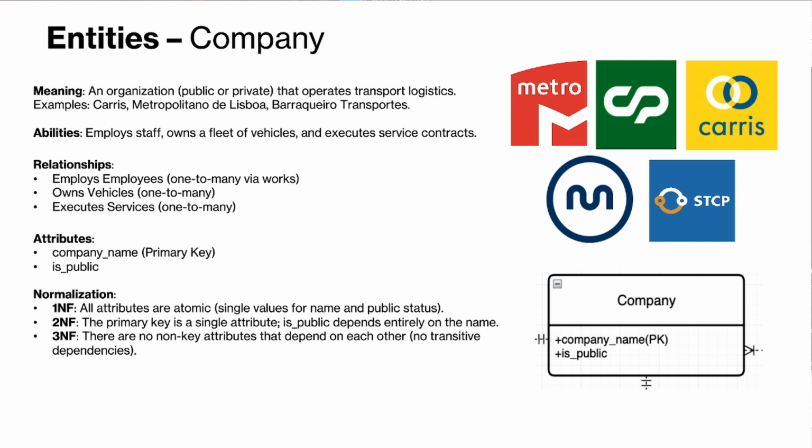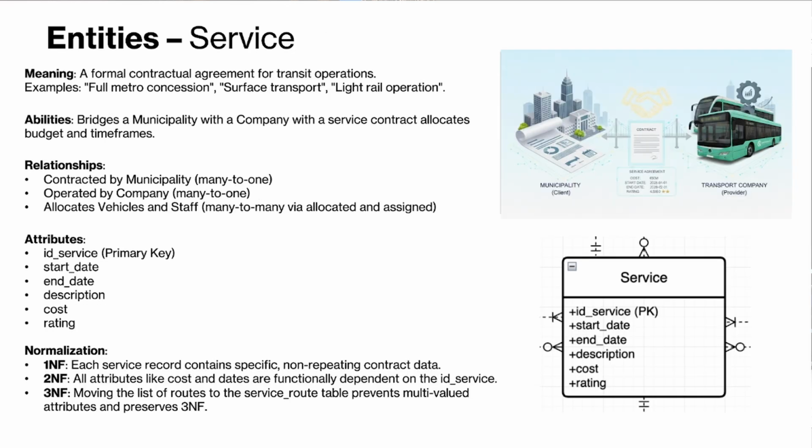We also included a field that specifies if the company is public or not. The service is a formal contract or binding between a municipality and the company. So each service is tied to a specific municipality and is executed by one and only one company. This entity will also contain important information like when the service will start, when it will end, and how much it will cost. Another important remark is that it's directly connected to both vehicles and staff. So this way we know which vehicles and which employees are performing a certain service.